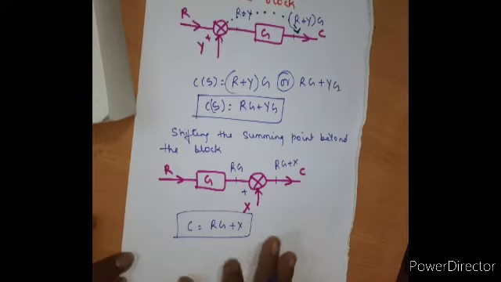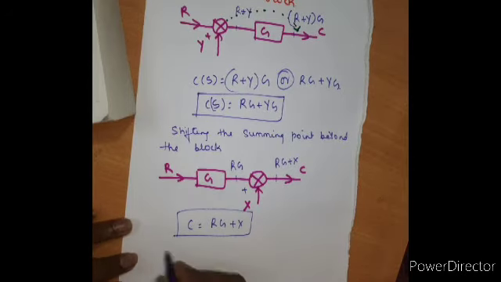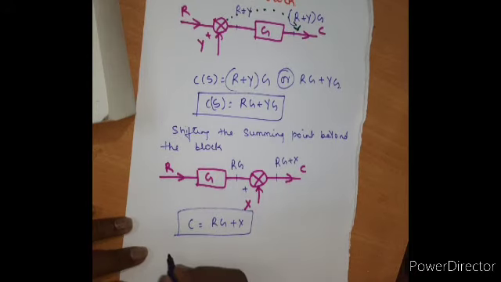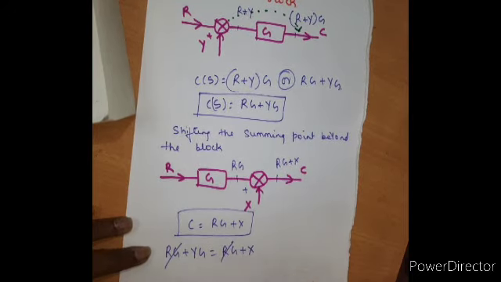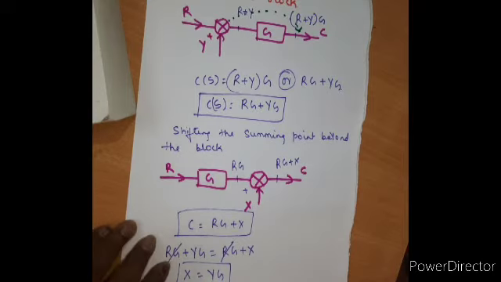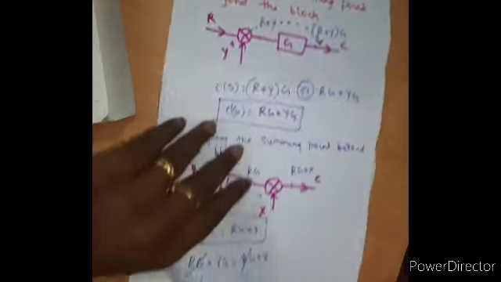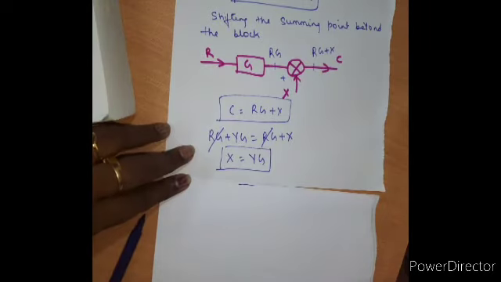These both are not equal. So now I'm going to equate this and find out which term should be multiplied in order to retain the output. So RG plus YG is equal to RG plus X. RG will get cancelled. So X is equal to YG. Now to retain the output, this X should be replaced by a block of Y into G. So now your circuit will look like this.